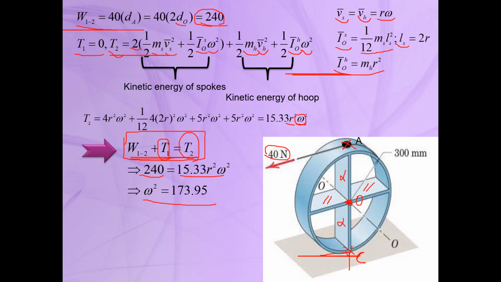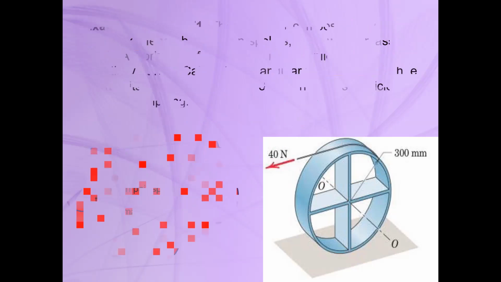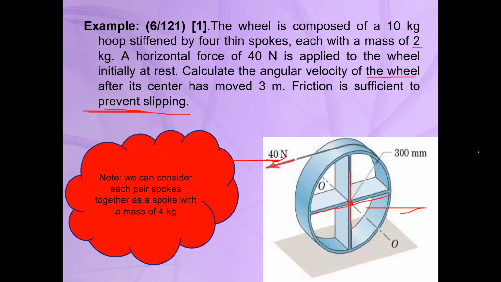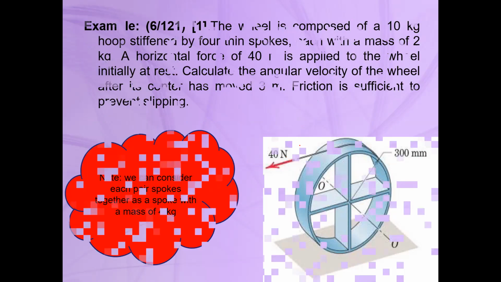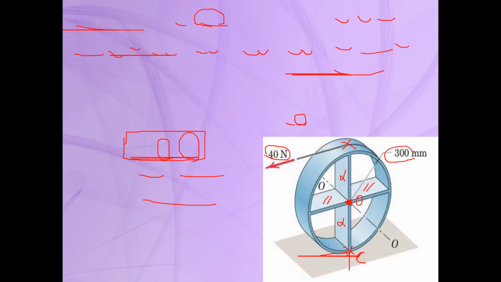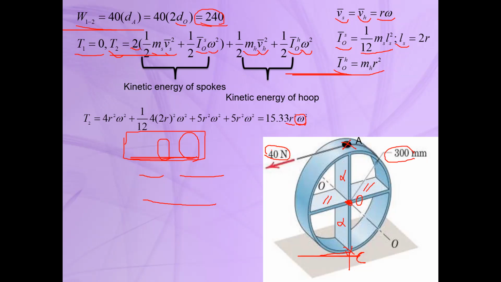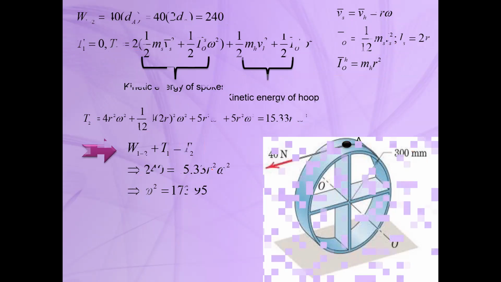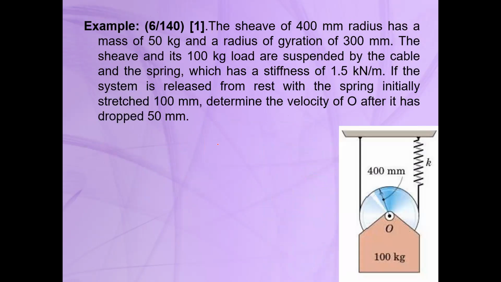The value for R is the radius of the hoop. I think it's in the problem description. Let's go back here. This is the radius. R is 300 millimeter or 0.3. Here we have it on the figure. Clear? Okay, so let's move to the next example.